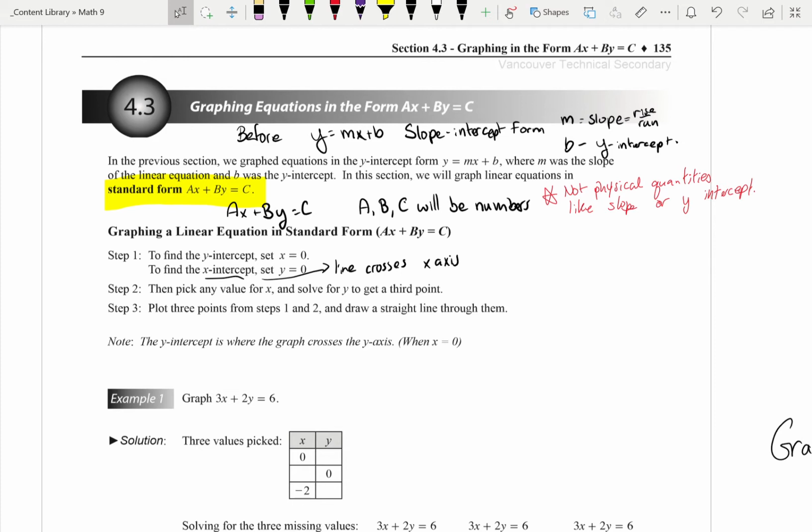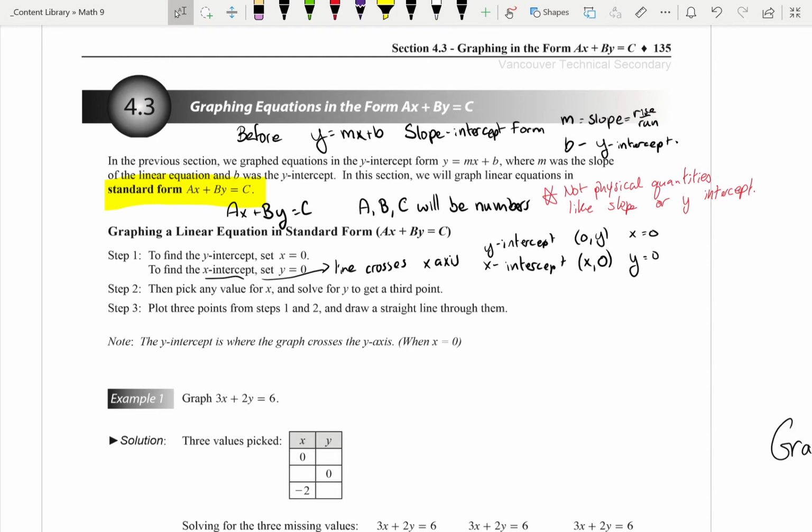Important things to note: for the y-intercept, we had the point 0, comma, y. For the x-intercept, it's now the opposite. I have an x value and my y is equal to 0. The takeaway to keep in the back of your head is that for our y-intercept, x is 0, and for the x-intercept, y is 0.